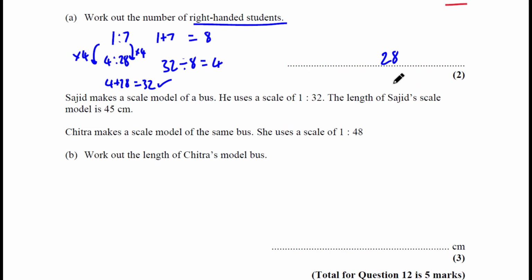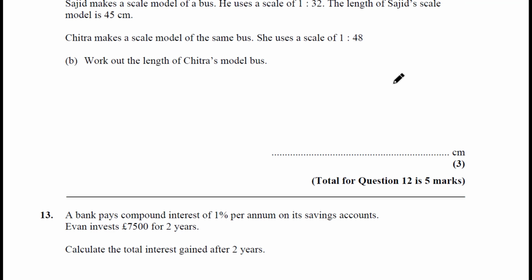Now, Sajid makes a scale model of a bus. He uses a scale of 1 to 32. And Sajid's scale model is 45. So this is going to be 45. So obviously scale is direct proportion, so that's times 45. So that's going to be 32 times 45, and work that out.